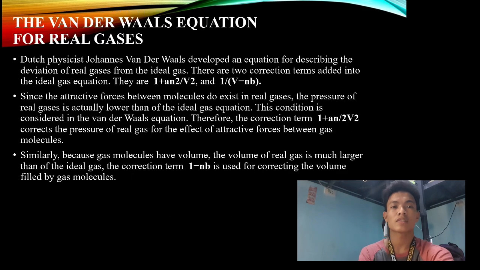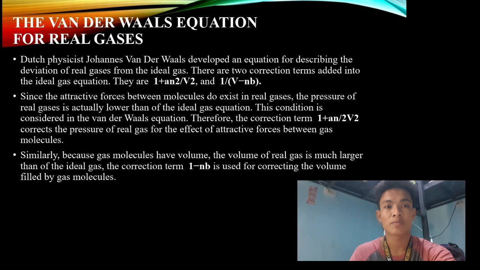Next, we have the van der Waals equation for real gases. It's pronounced Waals, the W is pronounced V, so that's van der Waals equation. Dutch physicist Johannes van der Waals developed an equation for describing the deviation of real gases from the ideal gas. There are two correction terms added into the ideal gas equation. There are 1 plus an squared over V squared and 1 over the quantity V minus nb.